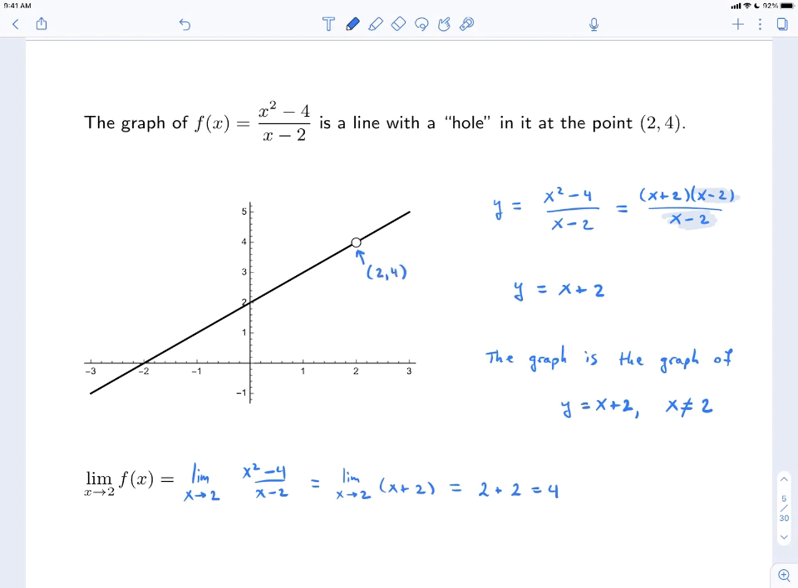So 2 is not in the domain of this function, and 4 is not in the range. There is no value that actually gets 4, because if there was a value, it would be 2, and 2 isn't in the domain. However, the limit as x approaches 2, as x gets close to 2, does exist and is equal to 4.